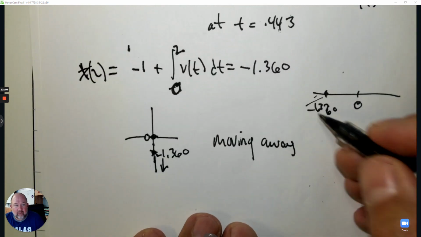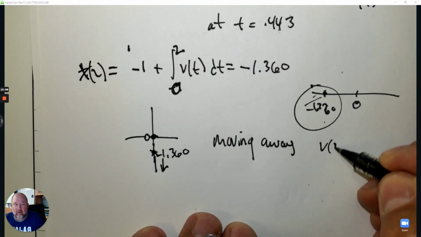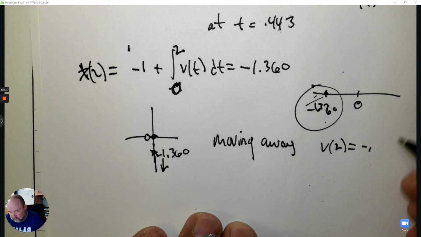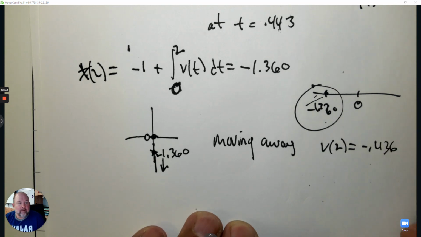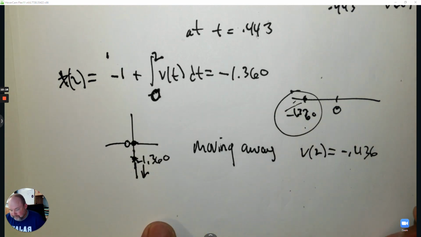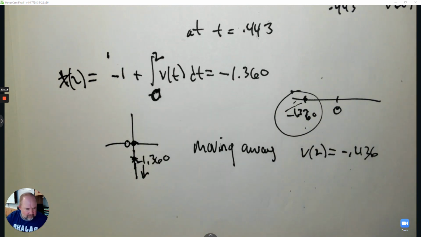And so how do you know? Because you know the location and you know the velocity. So with the location and the negative velocity, it's moving away from 0. All right, turn the page. Number 4.